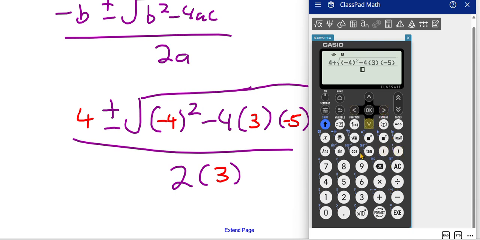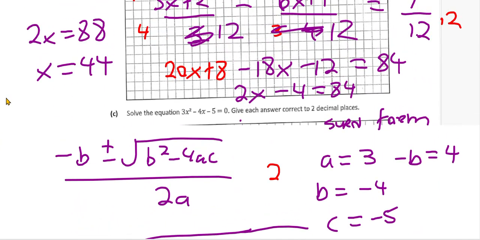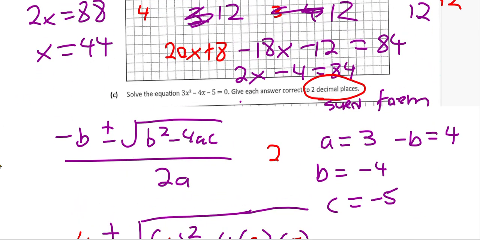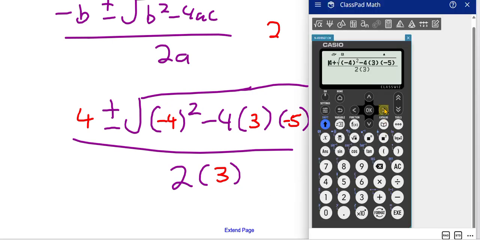Okay. And then all over 2 times 3. And then, long story short, we're going to press format. Now, you see the first answer is 2.119. I have to round it to 2 decimal places, so 2.12. Then I go back to the next one, and I'm going to change this to a minus. Go again. Format, decimal, here we go. Minus 0.79, because 786 rounds upwards.